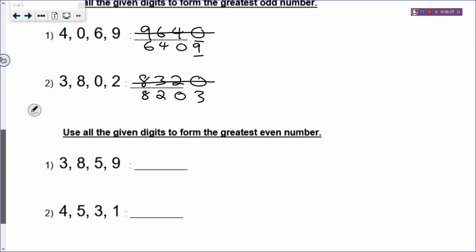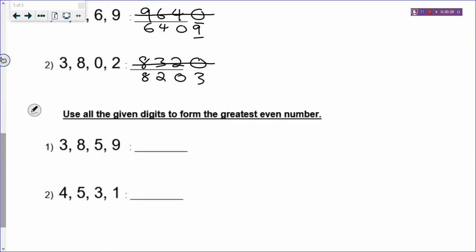Alright, now last part, greatest even number. Start with the biggest digit, 9, 8, 5, 3. Alright, that's the biggest number. So how do you get the even? This number is not even, it is odd. So I look for an even digit, which is 8. And then what do I do? I shift the 5 and the 3 to the left, and the 8 I put at the back. So now it becomes even already. The number has become even, and it's also the biggest even number.